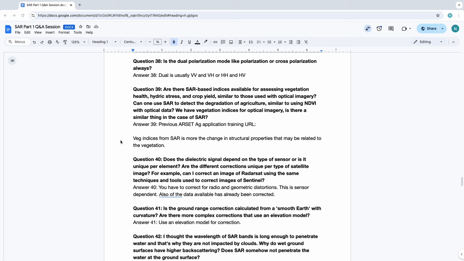Let me see. Vegetation health, hydric stress, and crop yield. We've done many, I think three or four now, ARSET trainings on the use of SAR for different agricultural applications. Some of them are looking at identifying different types of crops. Hydric stress, that's a difficult one because crops tend to grow very quickly, so you've got a change in the signal that's related to the growth in the crop, and it could also be a change in the signal that's related to the vegetation water content, for example, or the soil moisture conditions. So I'll have to look into this further and I can post some references.